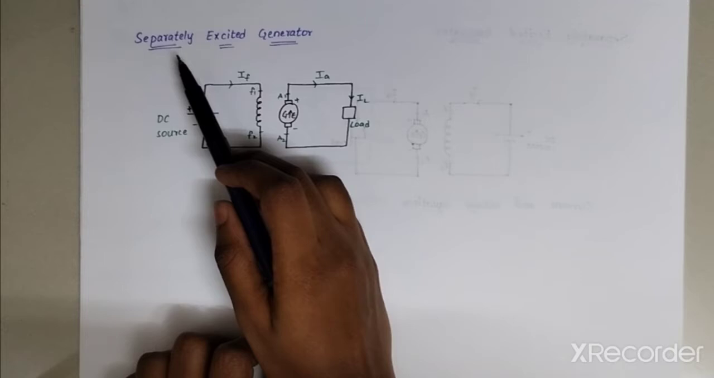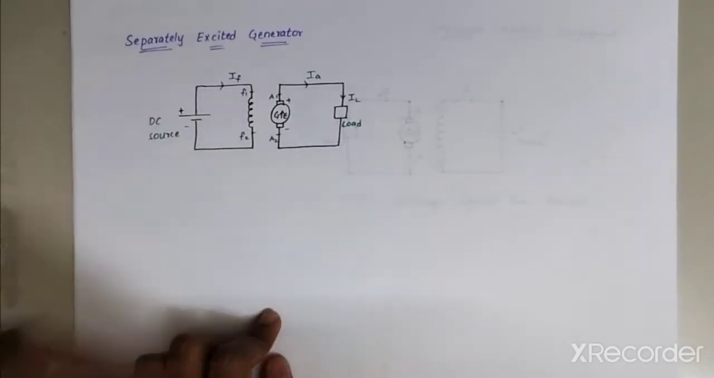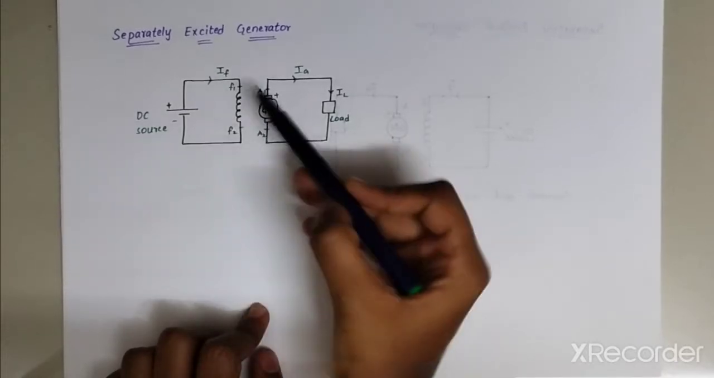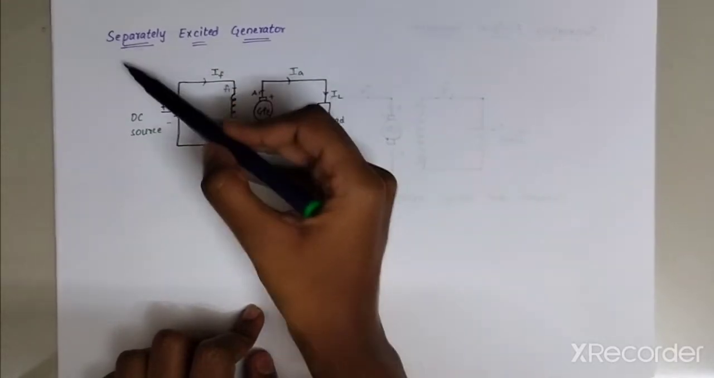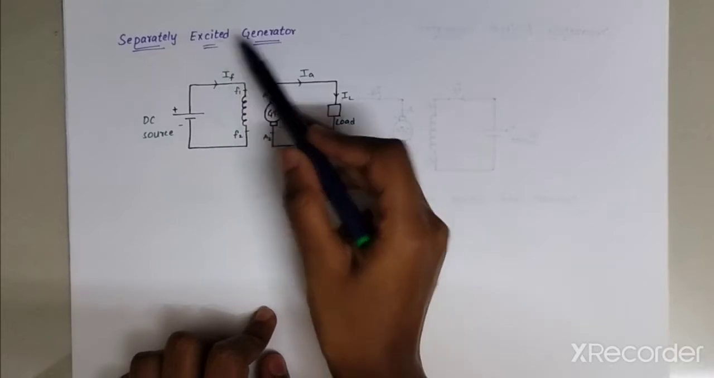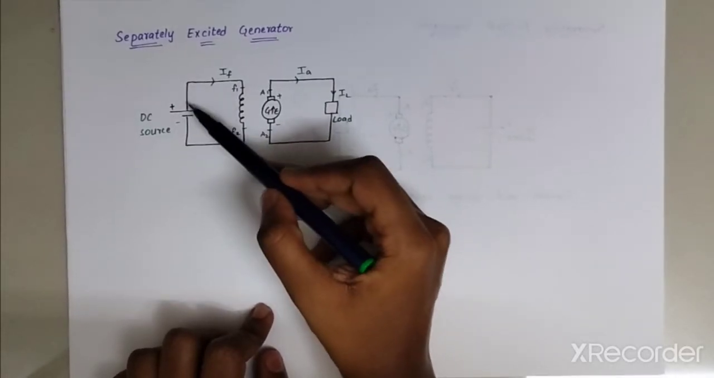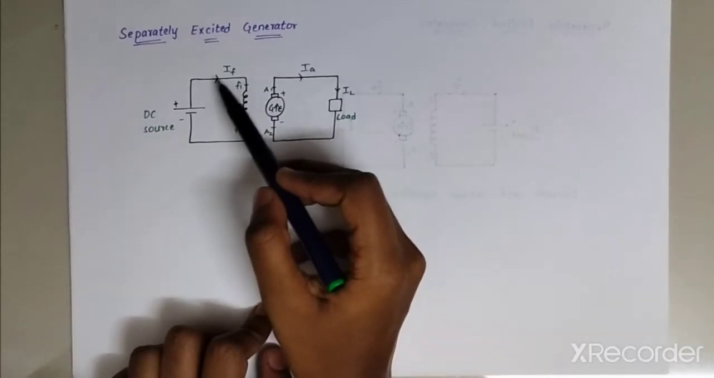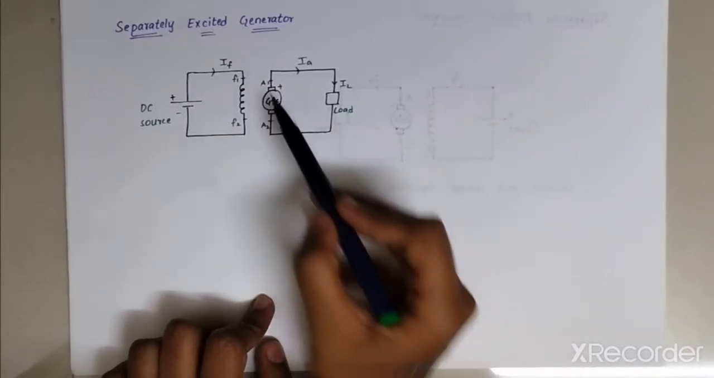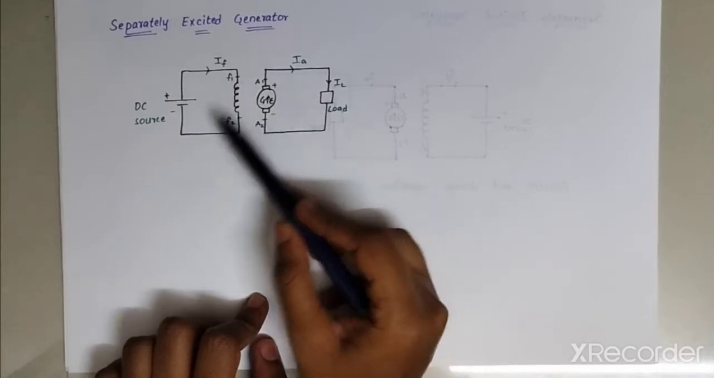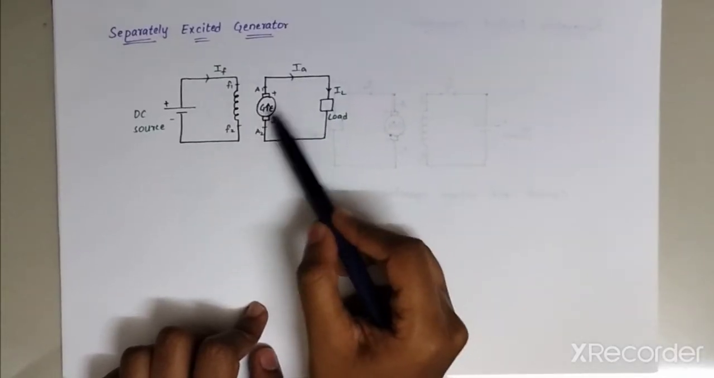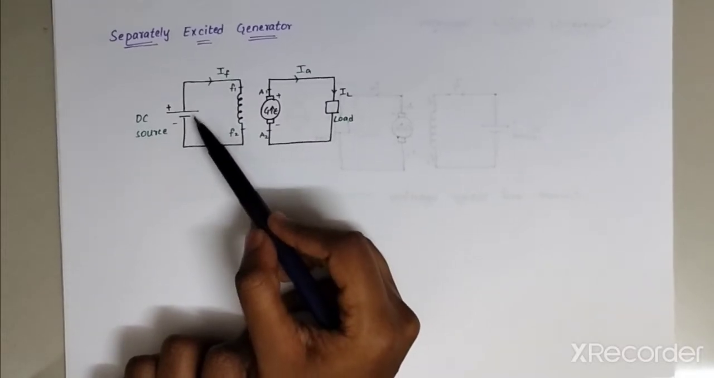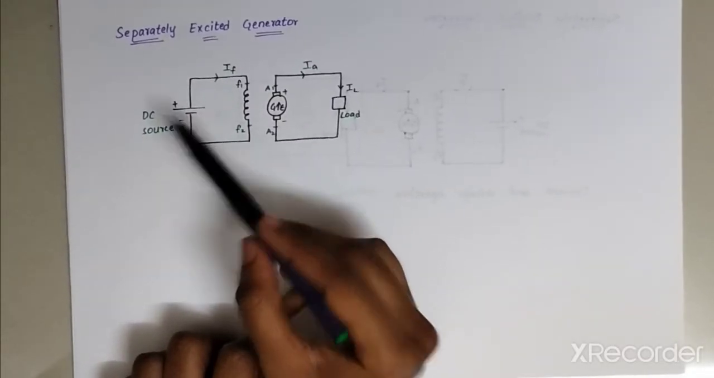The first type is the separately excited generator. Now we'll see the construction of this type of generator. Here this is the field winding, and as the name suggests, it is a separately excited generator. So we are keeping a DC source to produce the EMF. Now this IF produces the flux required so that the cutting of this flux by the armature will induce EMF in the armature conductor. And since we are keeping the DC source, it is a constant flux generator.